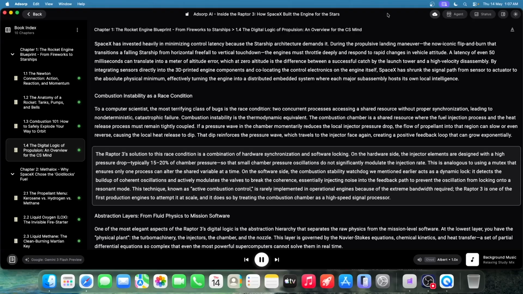This technique, known as active combustion control, is rarely implemented in operational engines because of the extreme bandwidth required. The Raptor 3 is one of the first production engines to attempt it at scale, and it does so by treating the combustion chamber as a high-speed signal processor.